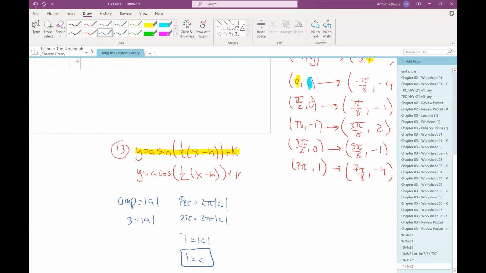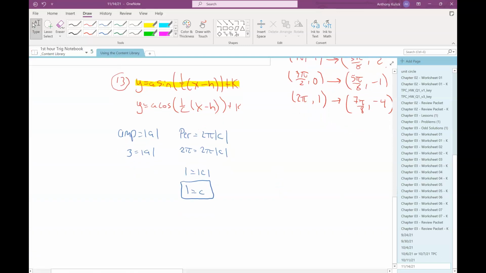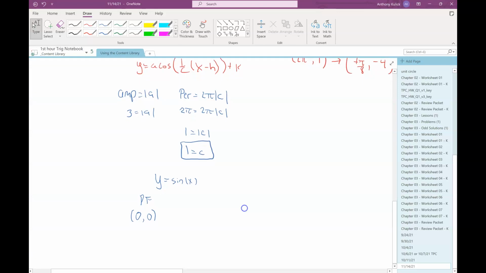Okay. Now, to find the H and K from this, what I'm going to do is pick a point from the parent function of sine that is going to transform into the point that they specified here, 0, 2. Okay with that plan? So since we're doing a sine equation, I'm going to pick a point from the parent function of sine. The point that I would want to pick is the point 0, 0. I'll explain why in a moment, why that's a good one to pick.